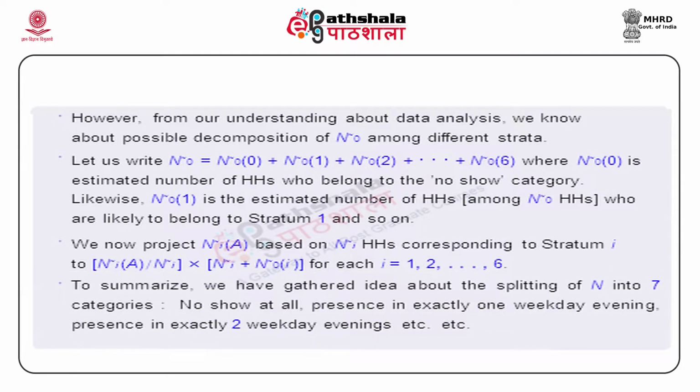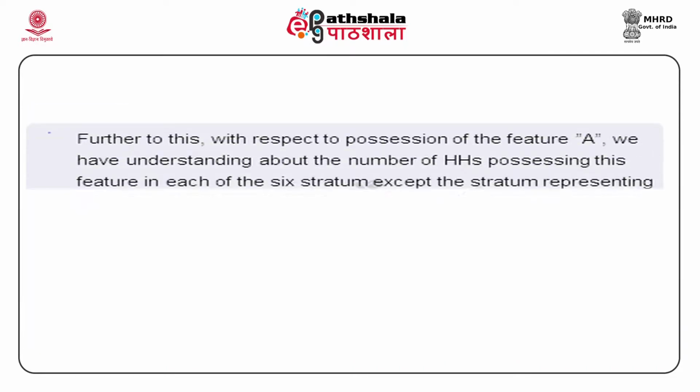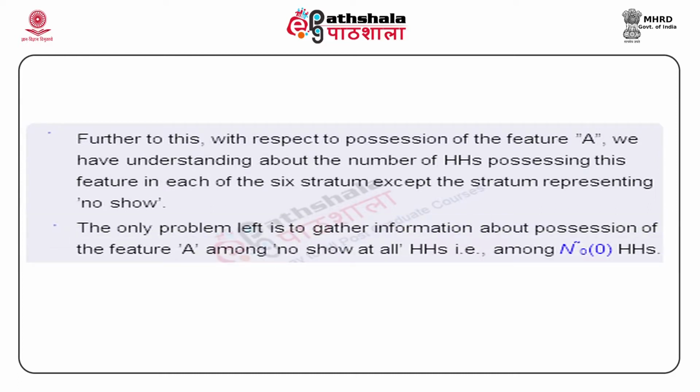To summarize, we have gathered an idea about the splitting of capital N into 7 categories: no show at all, presence in exactly 1 weekday evening, exactly 2 weekday evenings, and so on. Further to this, with respect to possession of the feature, we have understanding about the number of households possessing this feature in each of the 6 strata, except the stratum representing no show. The only problem left was to gather information about the possession of the feature A among no-show households.